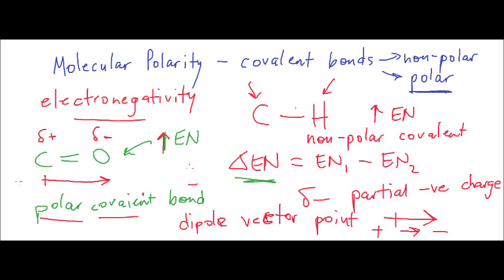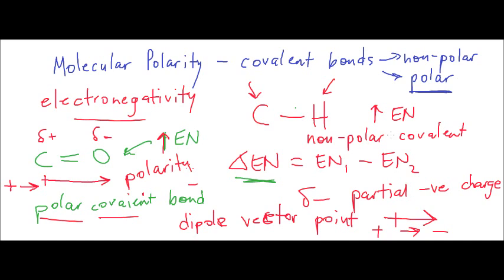Notice what I did? I drew a plus symbol, but instead of just stopping at the plus, I continued it with an arrow in the direction of the negative pole. And this is really how you show polar covalent compounds. This is what you're showing in terms of the polarity. This is our dipole vector point. It shows the polarity of an actual bond.